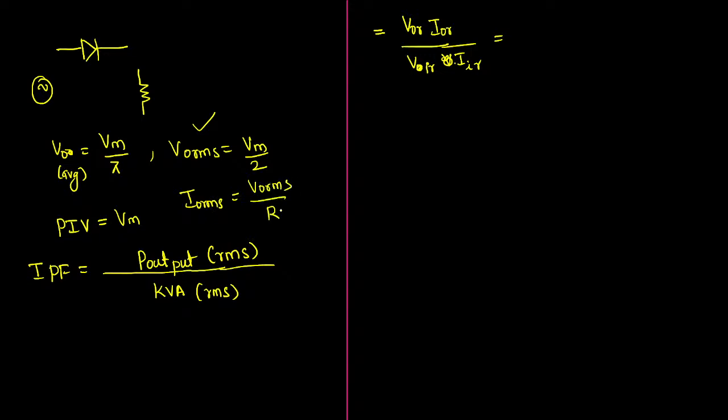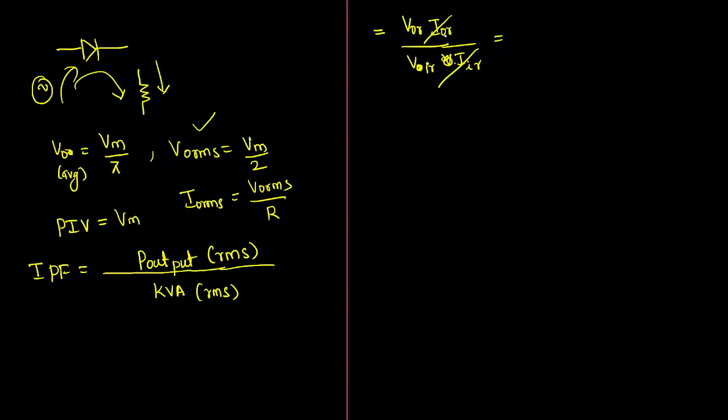V naught RMS divided by R. And here in this circuit, I naught RMS and V naught RMS both see the output RMS current and the input RMS current, both will be the same here. Both are connected in series. Whatever current goes here, the same current will be coming here. So it will get cancelled.